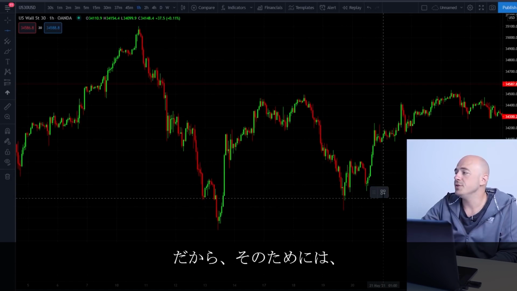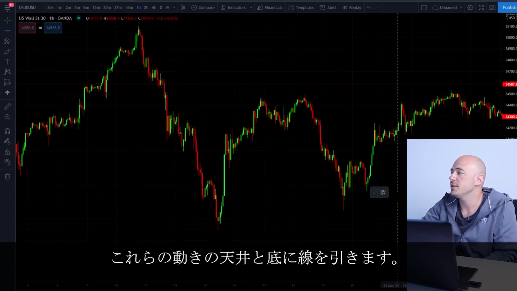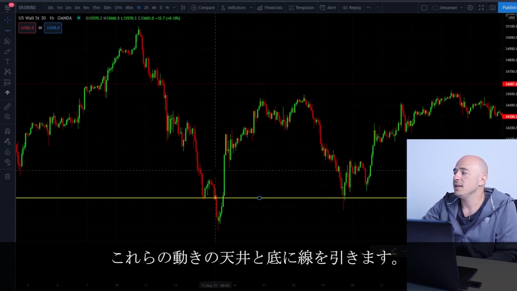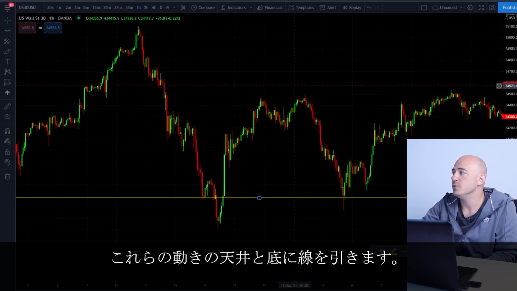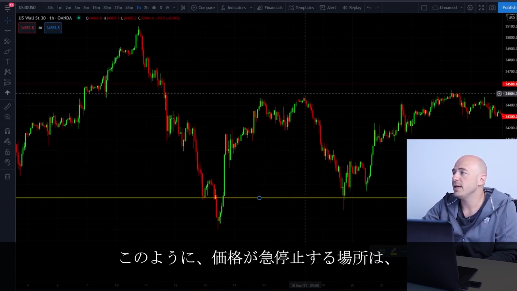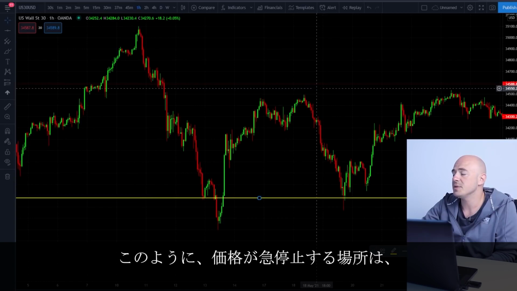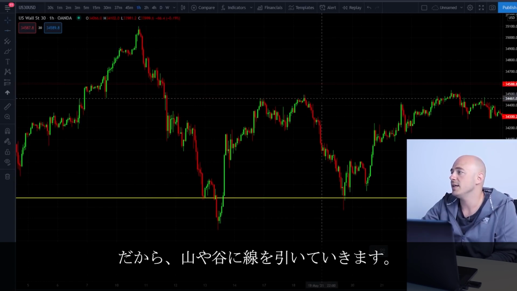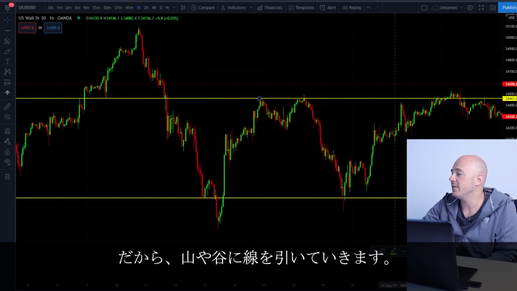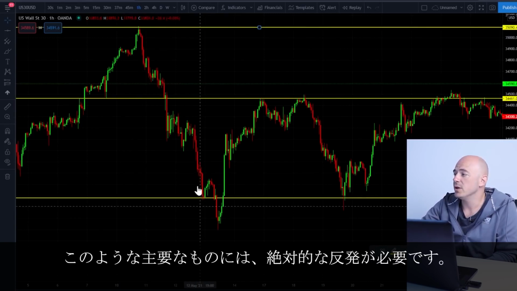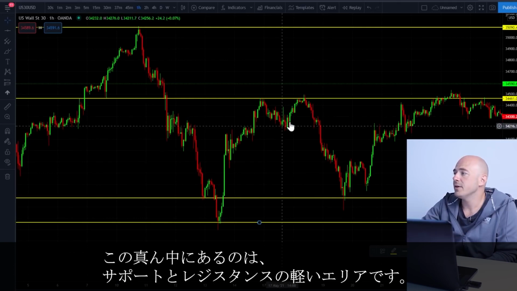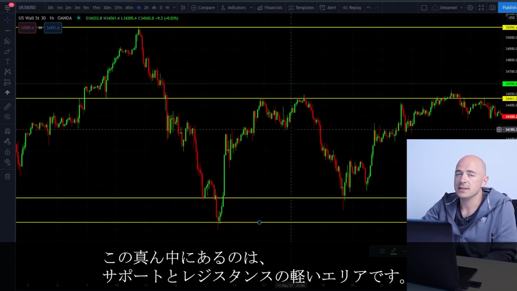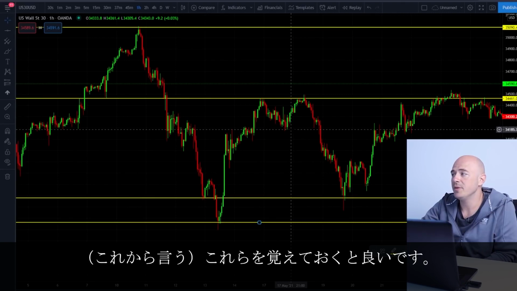So in order to do that, you guys know this, just make lines on the tops and bottoms of these moves. These areas right here where the price just abruptly stops is a major level of support and resistance. So make some lines on these peaks and valleys. You want these major ones where there's absolute pullback. These ones in the middle here, those are lighter areas of support and resistance. You can keep those in mind.